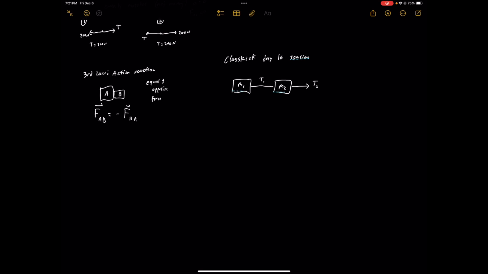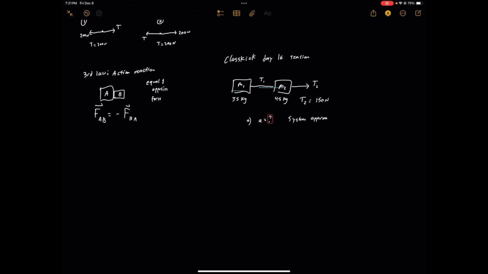I think they gave us T2. So in that problem, T2 is given. It is stated to be 150 newtons. And also the masses are given. So mass 1 is going to be 35 kilograms, and mass 2 is going to be 45 kilograms. The first question was, what's the acceleration of the system? For this one, I can just use the systems approach.